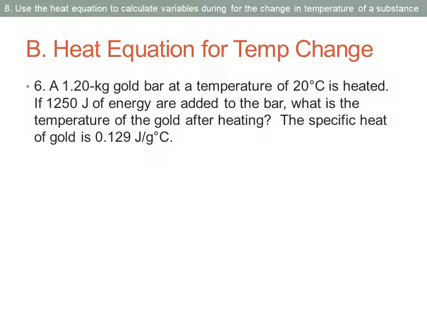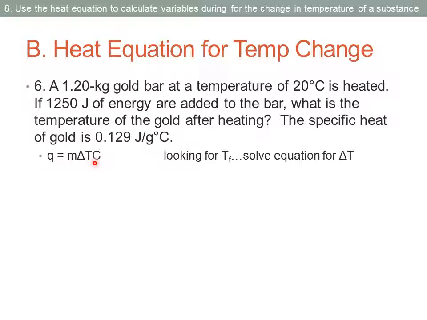Another problem. We are told a 1.20 kilogram gold bar at a temperature of 20 degrees Celsius is heated. If 1250 joules of energy are added to the bar, what is the temperature of the gold after heating? And we are told that the specific heat of gold is 0.129 joules per gram degrees Celsius. So notice in this problem we do have a temperature change because we're asked what the temperature is after heating. So we're going to use the same equation, Q equals m c delta T.